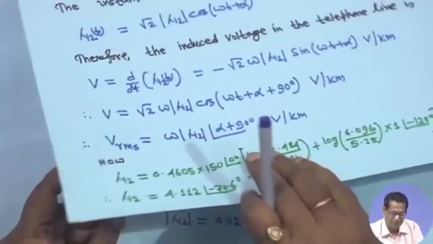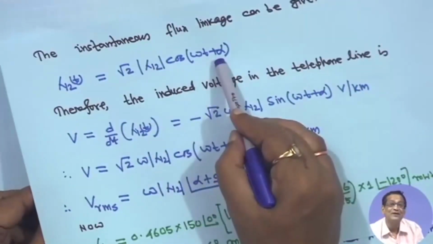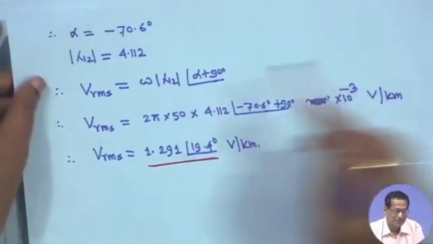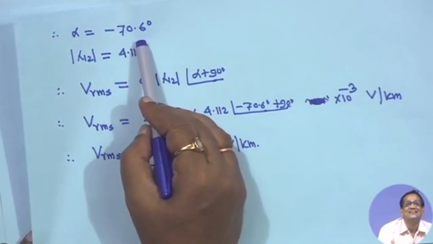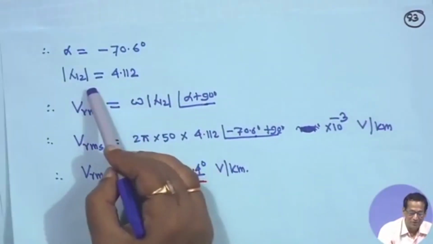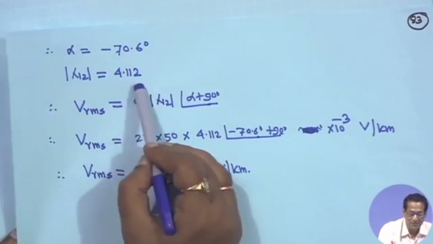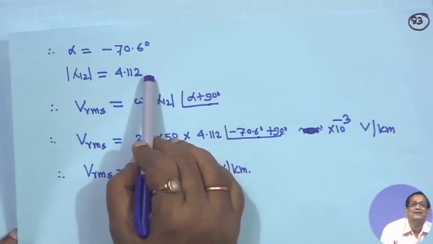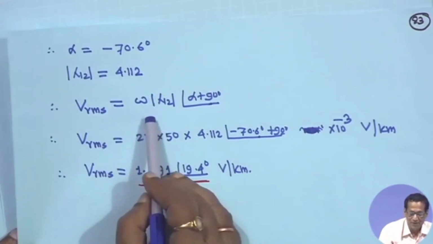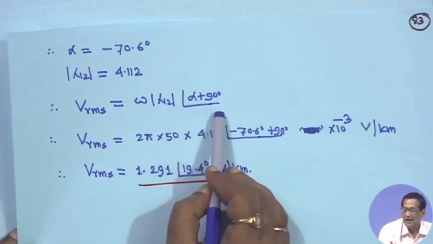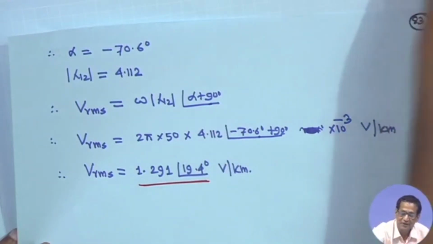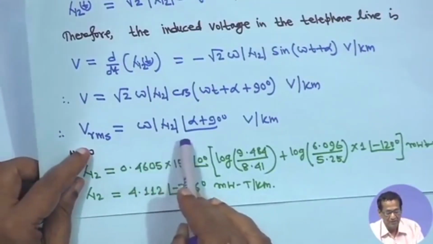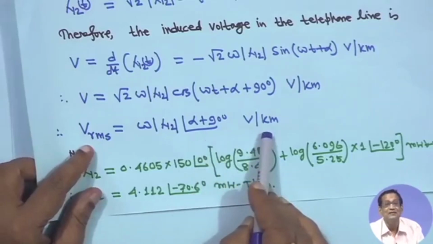So initially you assumed the cosine omega t plus alpha for lambda 1 2, that is the initial value you assume. That means your alpha is equal to minus 70.6 degree, and the mod of lambda 1 2 magnitude, that RMS value, is 4.112. It is milliweber turns per kilometer, but I am not writing it here, that is understandable, right. Therefore, V RMS will be omega mod lambda 1 2 angle alpha plus 90 degree, because this is the expression of RMS voltage we got, omega mod lambda 1 2 angle alpha plus 90 degree volt per kilometer, right.